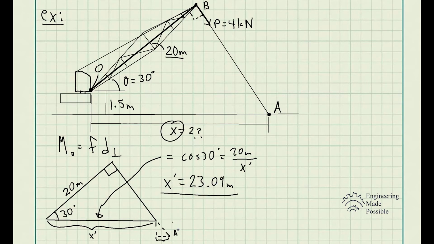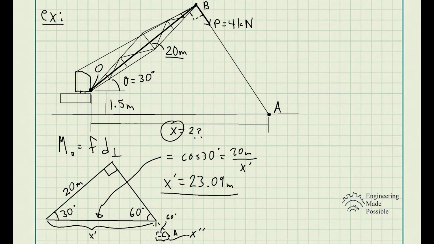So we have x prime here, but what about this one? Let's call this one x double prime. What is x double prime? First off, we see that this is a 30, 60, 90 triangle, right? We have 90 degrees here, we have 30. All three angles of a triangle equal 180 degrees, so this one must be 60 degrees, which means this smaller triangle has the same angle. So it's also 60 degrees.